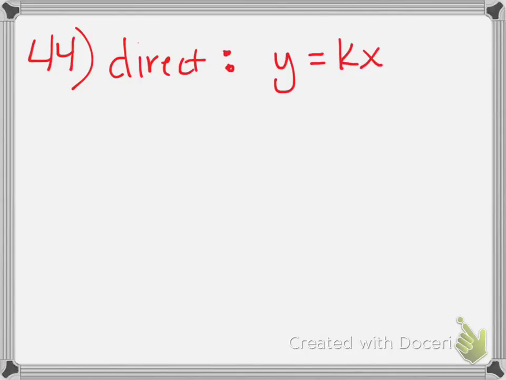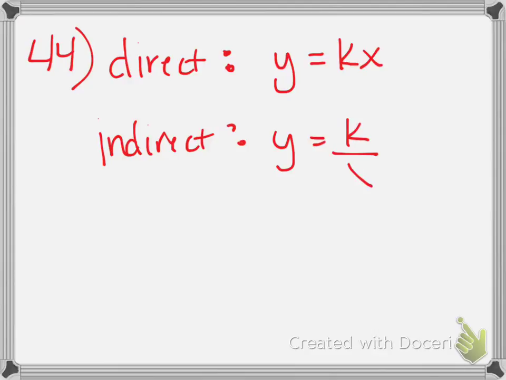Okay, so the big thing is, and this is something very important to know for the ACT, is the difference between direct variation and indirect variation. So direct variation is y equals kx. And then indirect is y equals k over x. Okay, so indirect, you have division. Direct, it's just that straight up multiplication.